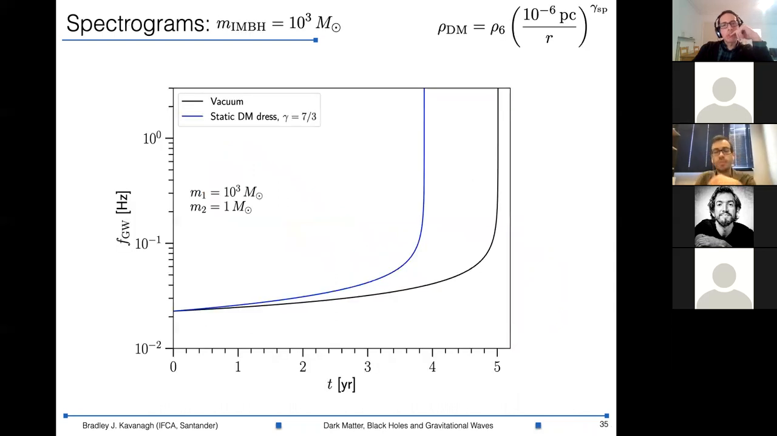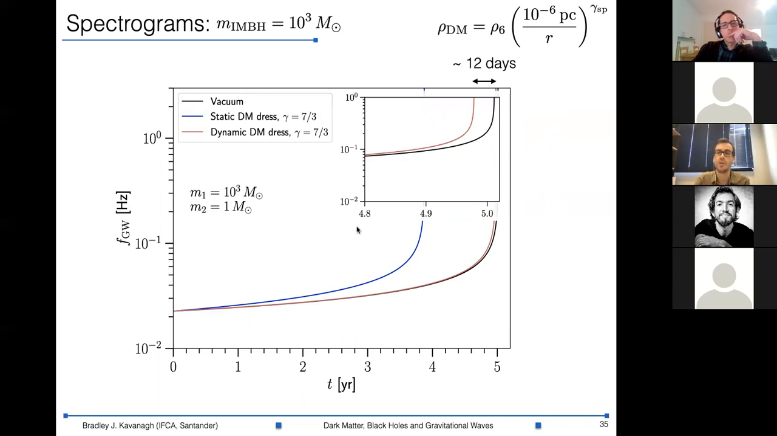You can also look, for example, at one of the effects here is that the system then takes less time to merge because it obviously has to do fewer cycles. It spirals in more quickly. And so in the static case, you would expect that this merger, which happens when this line goes vertical, would happen over a year earlier than in the vacuum case without dark matter. In reality, what happens when you take into account the dynamics of the dark matter halo is that you have a merger which is much closer in time to what you would expect in the vacuum case. Okay, and again, this is like a factor of 100 or so smaller effect.